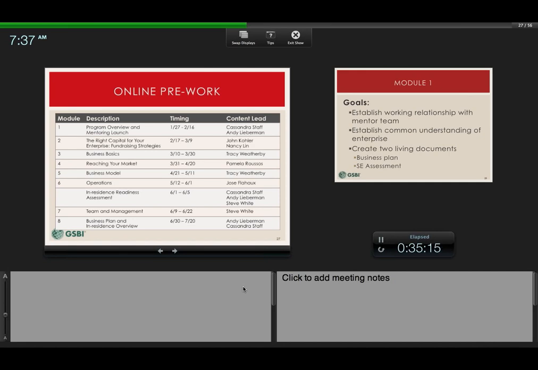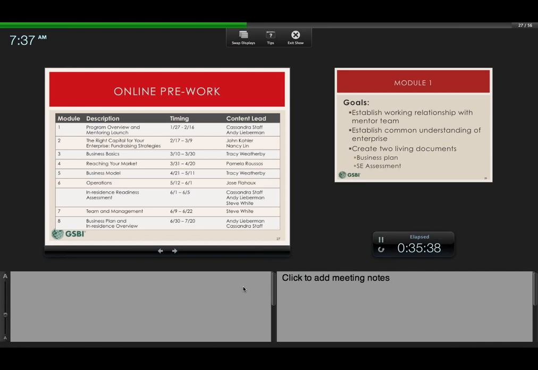You have operations in place. You're all well-established enterprises. So what we don't want to do in this pre-work, or really any time during GSBI, is give you a lot of busy work or try to do anything that feels like a step backwards or that's not going to be useful for you.